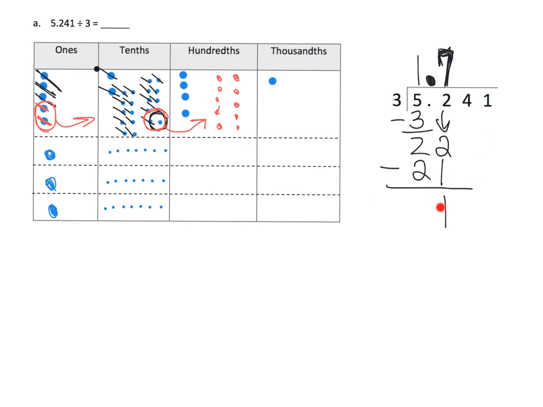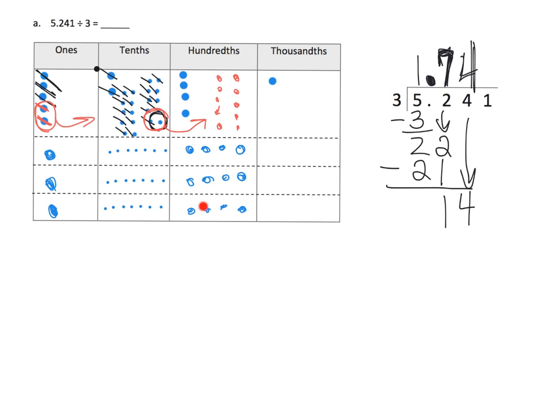So what is that going to look like over here? I'm going to bring down that 4, and we now have 14/100ths. And now we need to take these 14/100ths and sort them equally into 3 groups. All right. Well, that means each group is going to have 4. 1, 2, 3, 4. So that means over here I can put a 4 here.